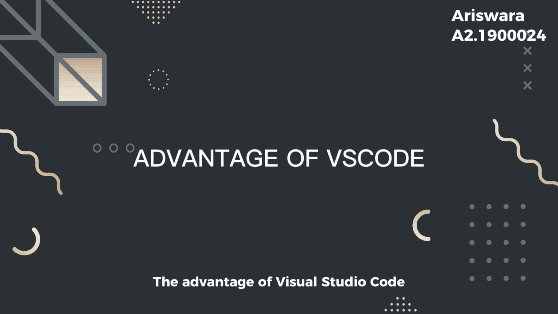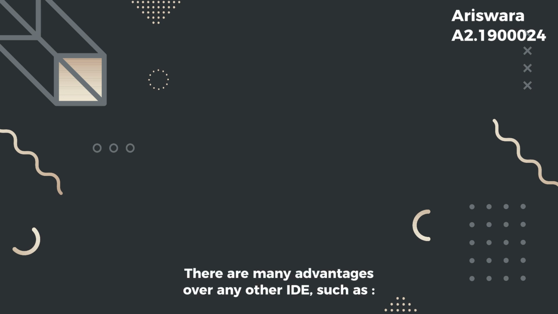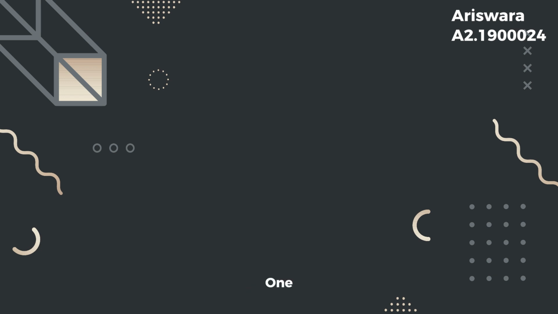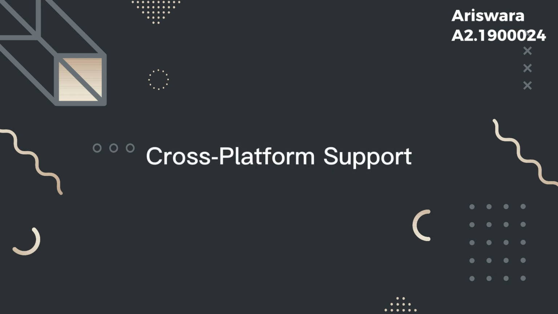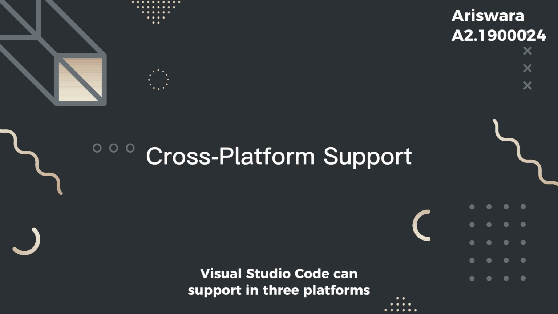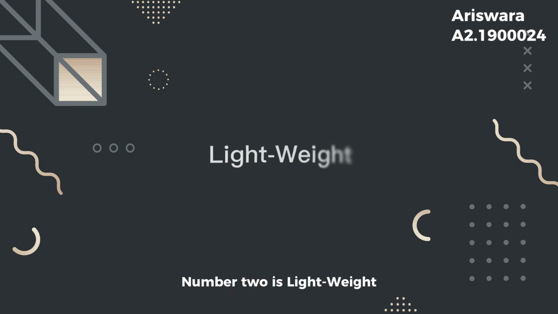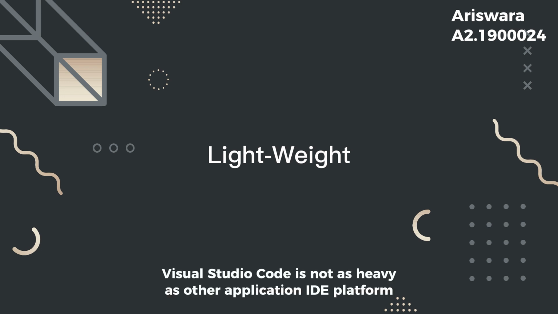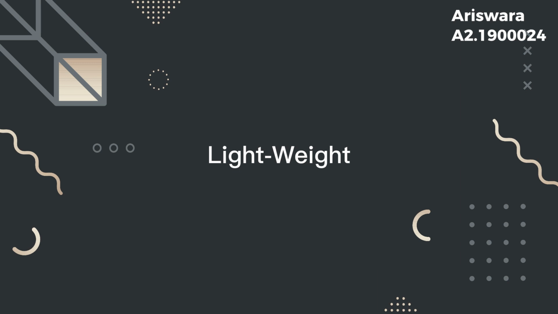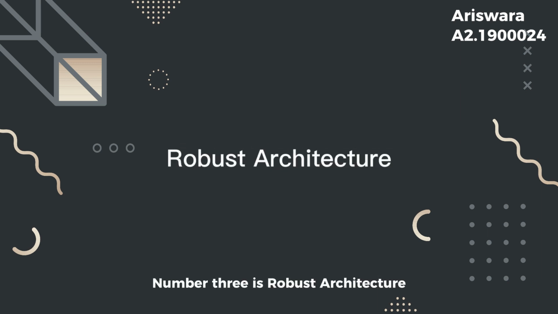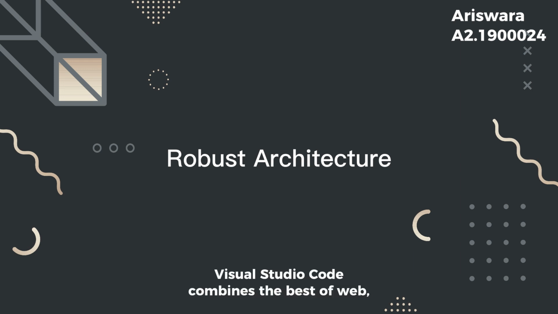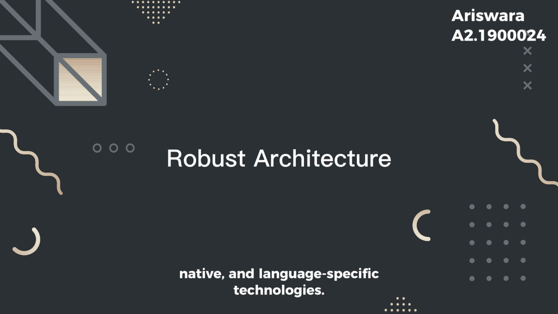The advantages of Visual Studio Code. There are many advantages over other IDEs, such as: Number 1, cross-platform support. Visual Studio Code supports three platforms: Windows, Linux, and macOS. Number 2 is lightweight. Visual Studio Code is not as heavy as other IDE platforms. Number 3 is robust architecture. Visual Studio Code combines the best of web, native, and language-specific technologies.